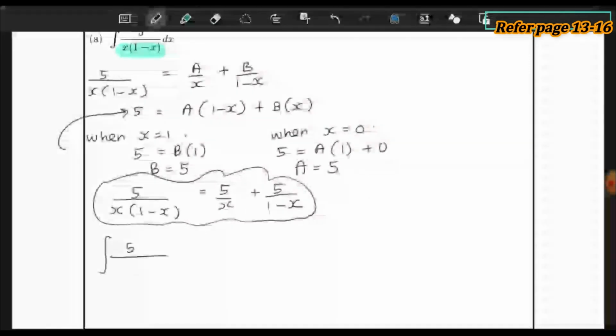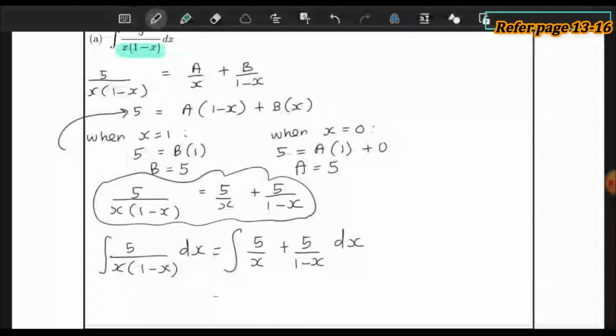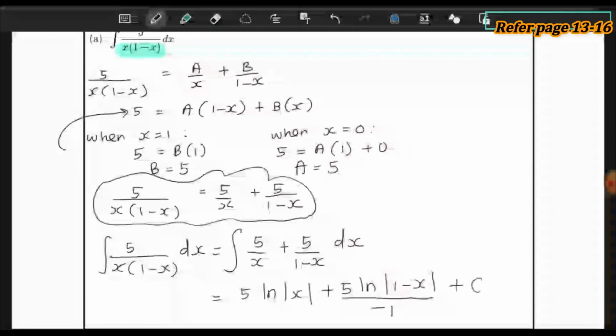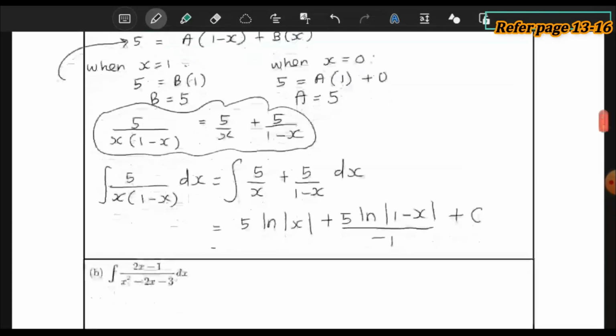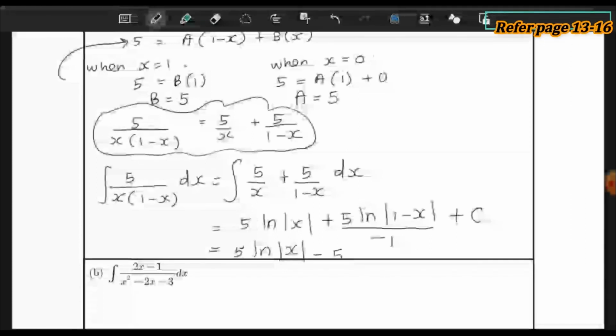Integrate 5 over x times 1 minus x dx is equal to integrate 5 over x plus 5 over 1 minus x dx equal to 5 ln x and then plus 5 ln 1 minus x divided by negative 1 plus c, or equal to 5 ln x minus 5 ln 1 minus x plus c.